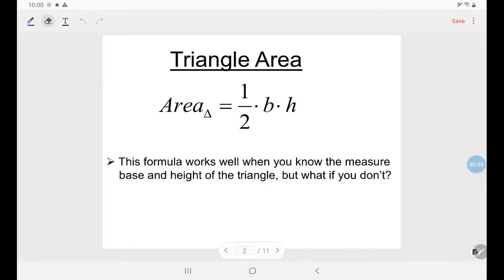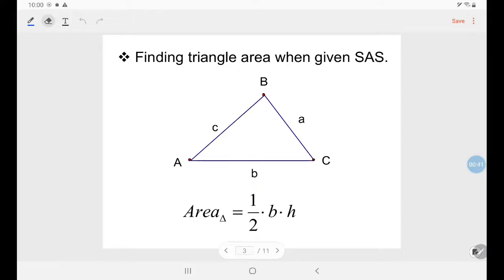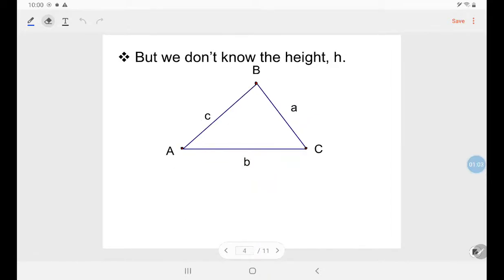If you don't, so in this specific instance right here, I have 3 bases to choose from. I could choose this base B, this A is a base, this is a base. Problem is, none of them has a height, a side with a 90-degree angle that connects it. So what do we do? Well, I'll show you what we do. We're going to start with the plain basic formula we've got.